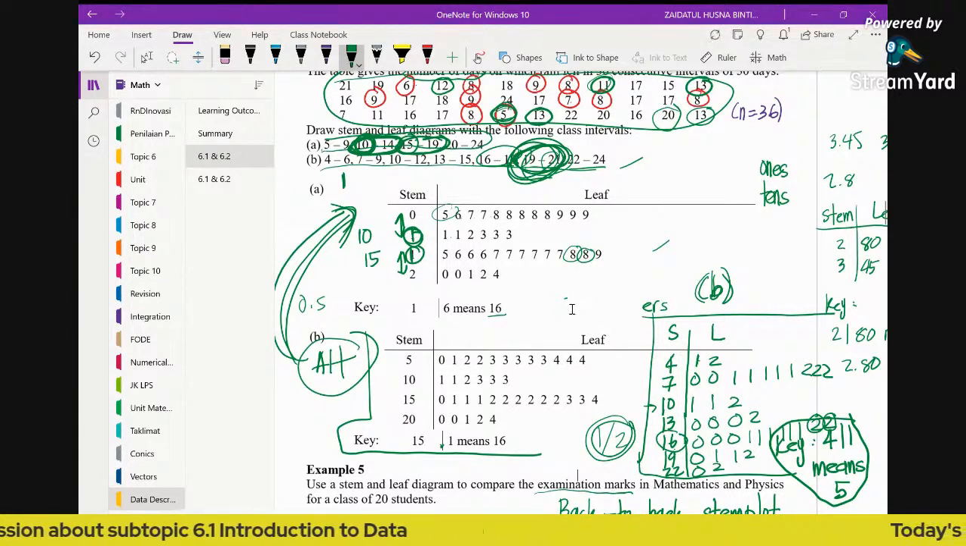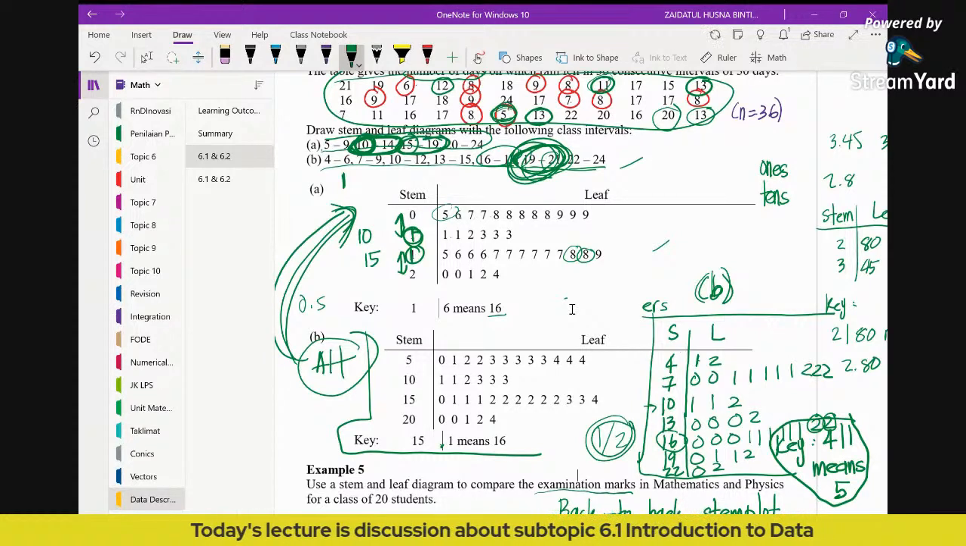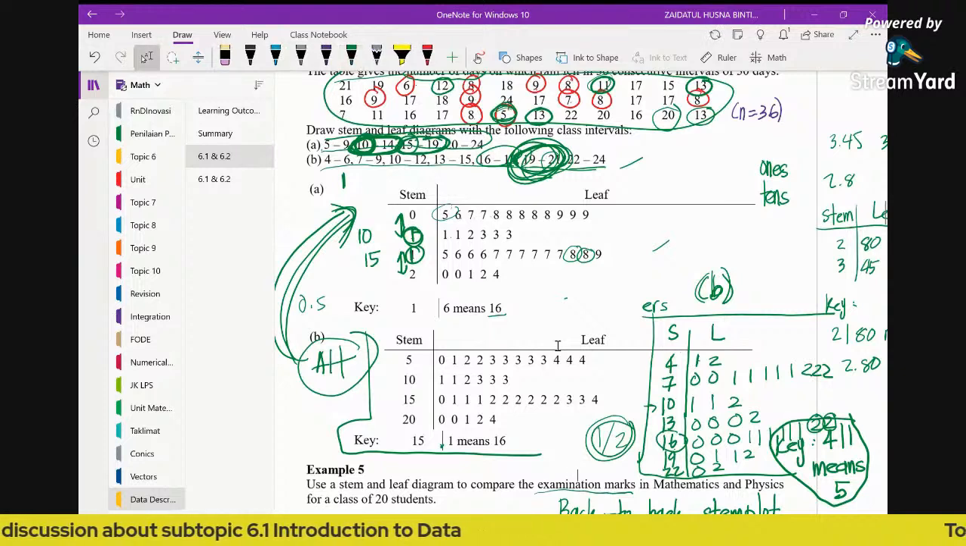Okay, and you may try to do the tutorial question on plotting stem and leaf diagram. And tomorrow we will discuss 6.2, measures of location. Okay, so thank you guys.